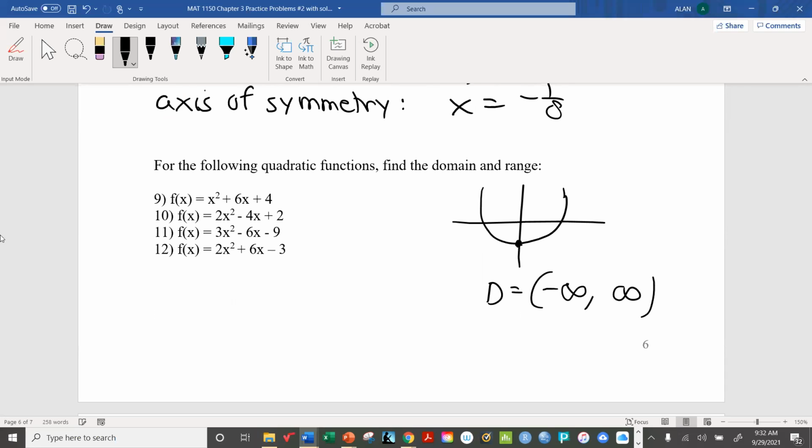Now, here's our vertex. Let's say the vertex is 2 comma 4. Sorry, that would be negative 4. That means that y can be negative 4 and up, but it can't go below negative 4. So the range is everything from and including, by the way, negative 4 up to infinity. Now that's, by the way, when A is positive.